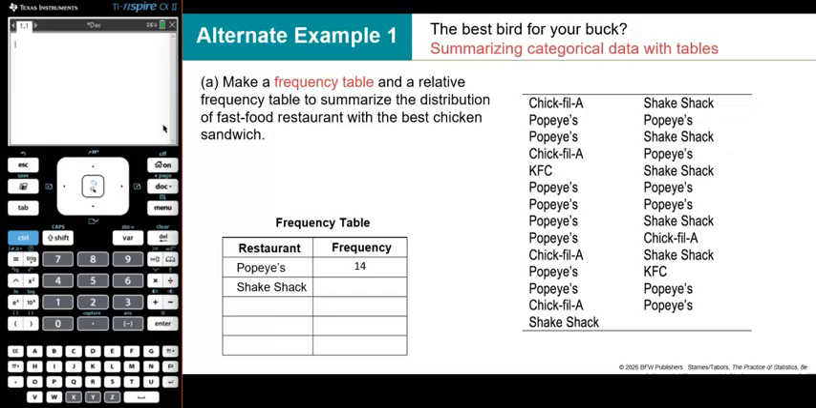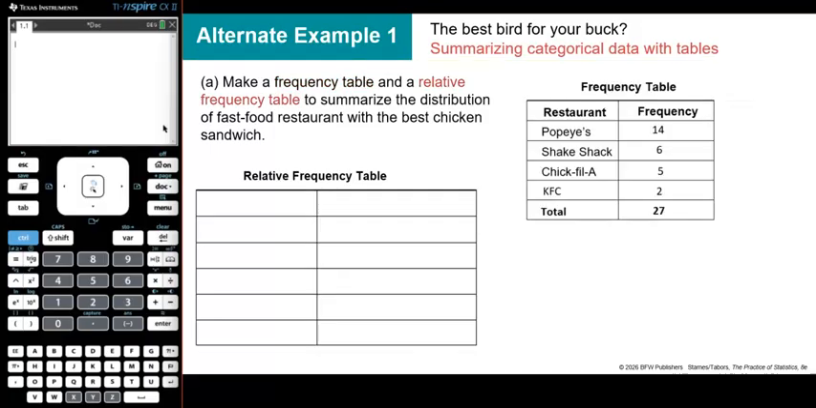Okay, so Shake Shack, you count the number of Shake Shack, there's 6 of them. Chick-fil-A are 5, KFC 2. Total of 27. So you've got 27. I always like to make sure it adds up to the total there, so I did it right when I counted them. So this is a frequency table. It's pretty easy to do. You just have to be careful when you count.